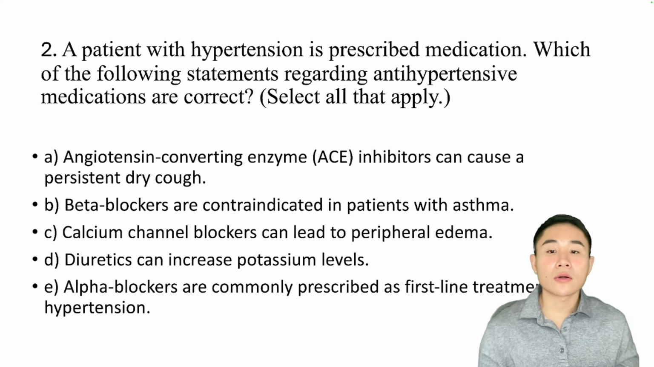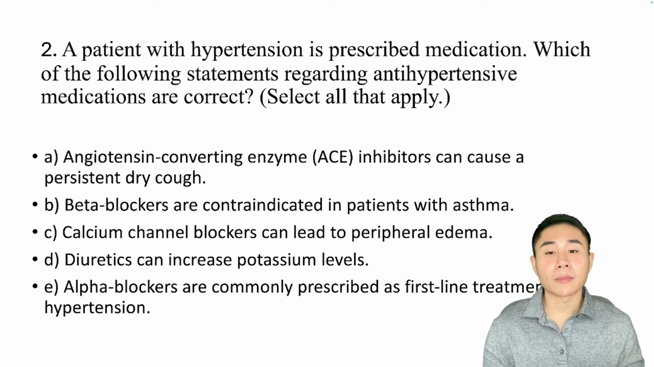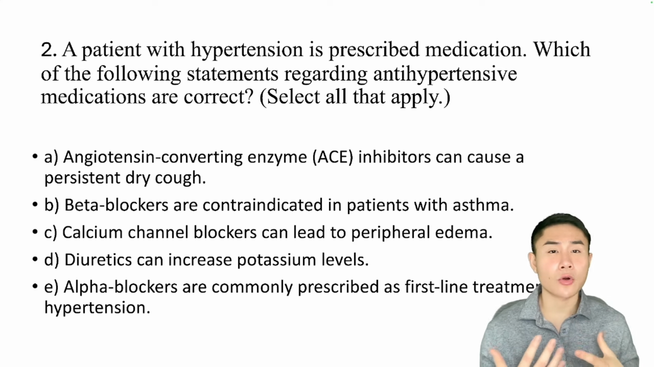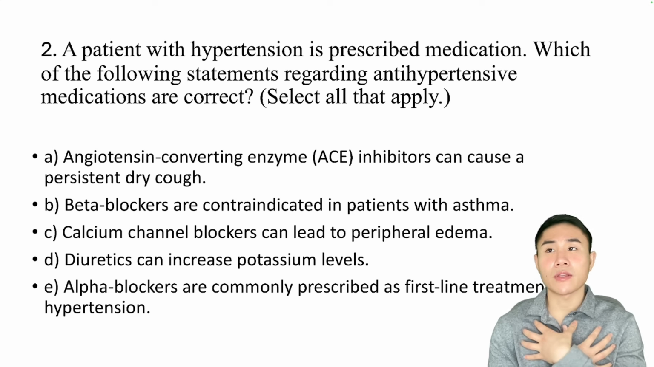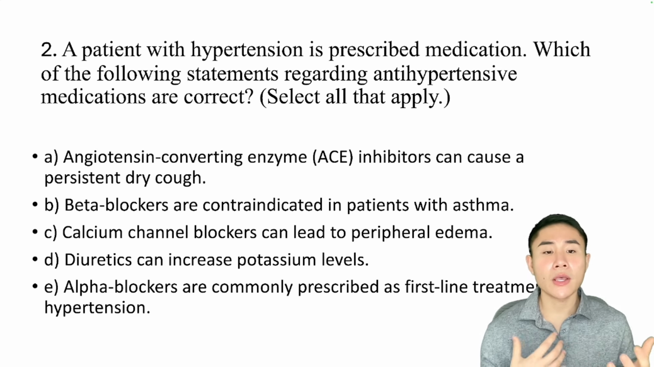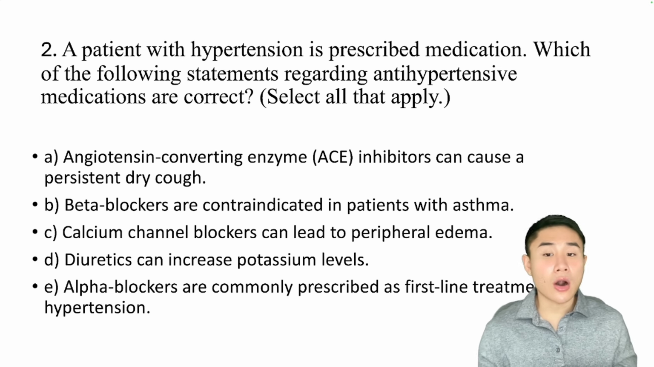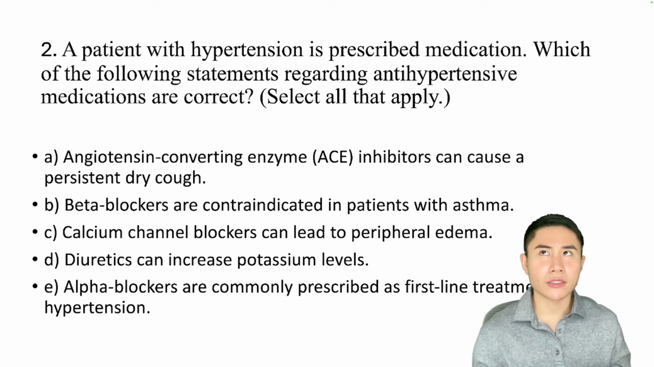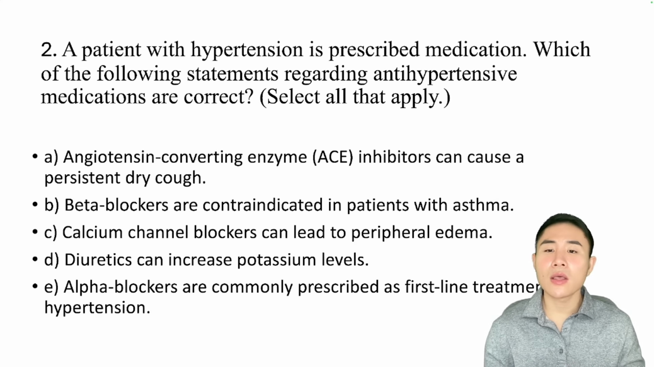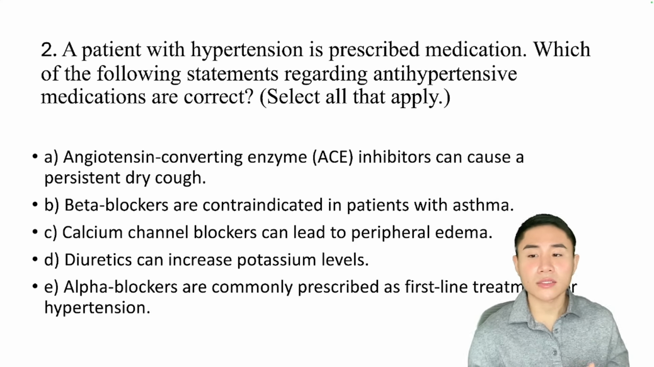B. Beta blockers are contraindicated in patients with asthma. This is also correct because beta blockers can exacerbate bronchospasm, the spasm of the bronchioles, and therefore further reduce the airway of someone who has asthma. For that reason, beta blockers are contraindicated in patients with asthma, and beta blockers end in -lol, remember, like labetalol, propranolol, stuff like that.